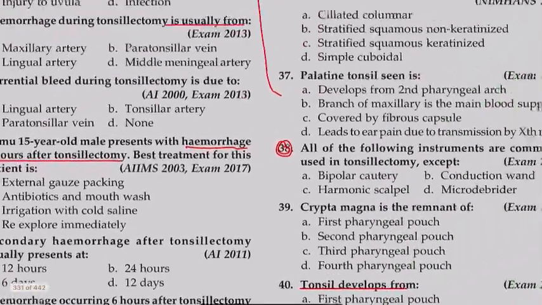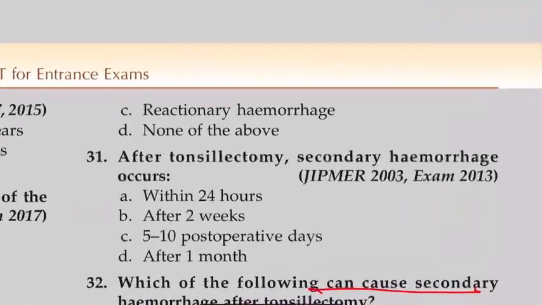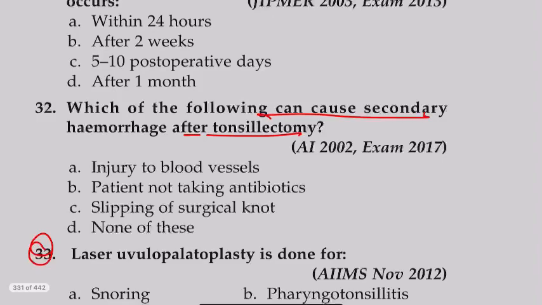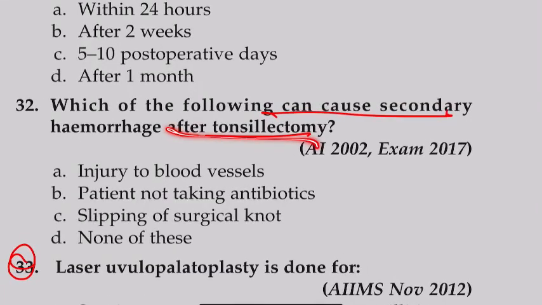It is reactionary hemorrhage, right? After tonsillectomy secondary hemorrhage occurs at 5 to 10 days postoperatively. Which of the following can cause secondary hemorrhage after tonsillectomy? Injury to blood vessel, no, it cannot cause, because it would have caused primary or reactionary hemorrhage. Patient not taking antibiotic, yes, it can cause, right?